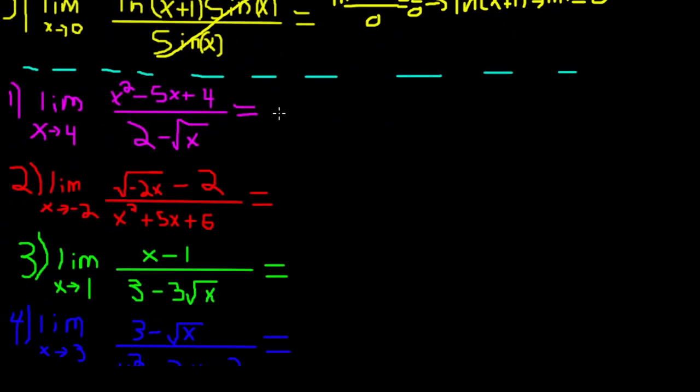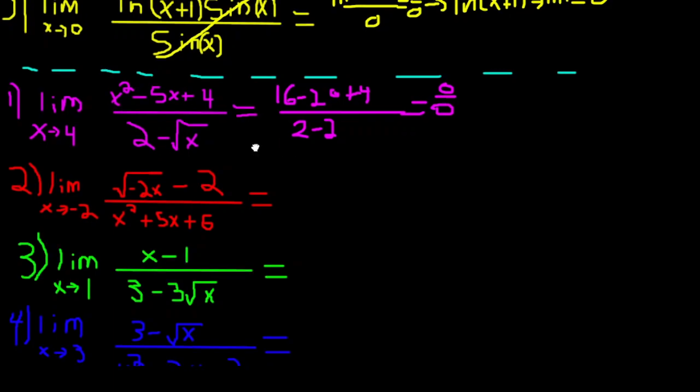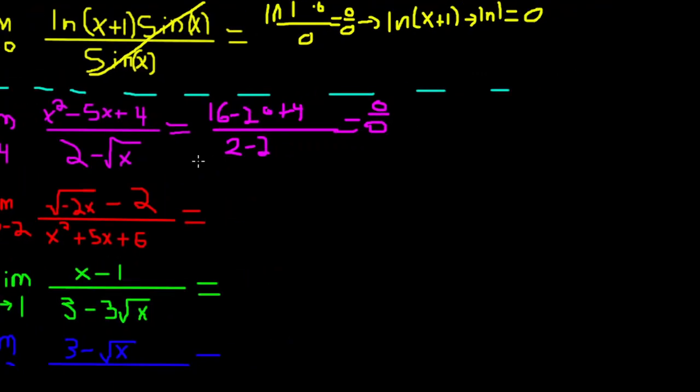This one's tough. Well, let's plug it in first. So 16 minus 20 plus 4 divided by 2 minus square root of 4, which is 2. And that is 0 over 0 once again. We could factor, but since we have a radical down here, we're probably not going to be able to cancel anything out that way.